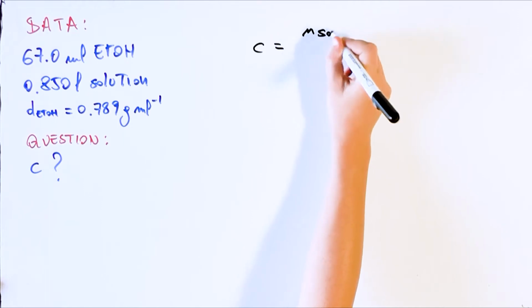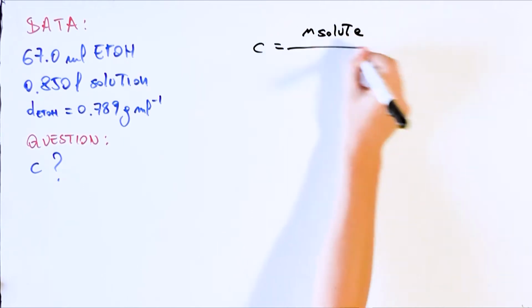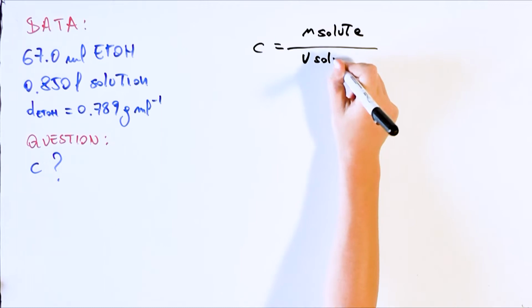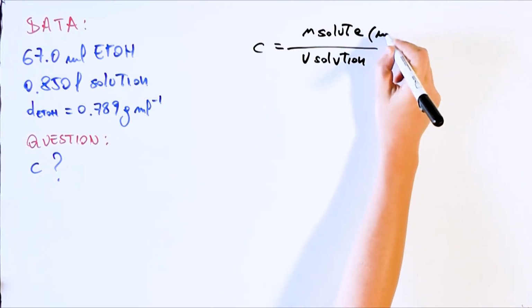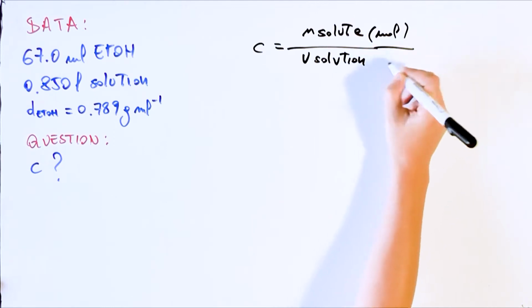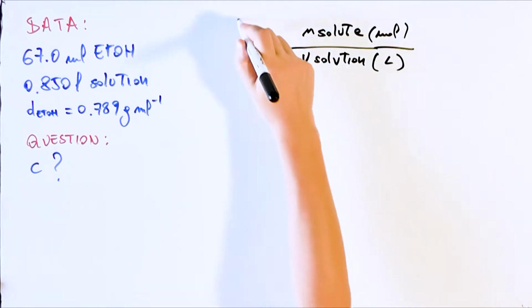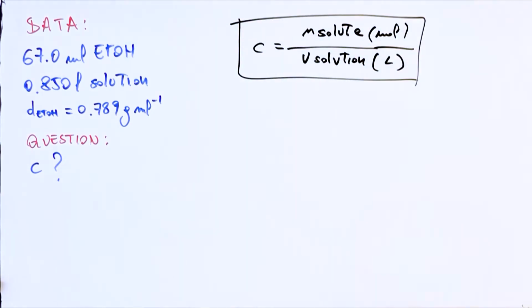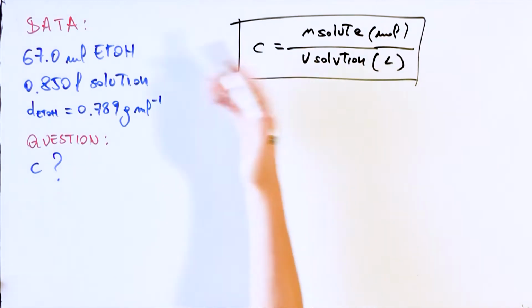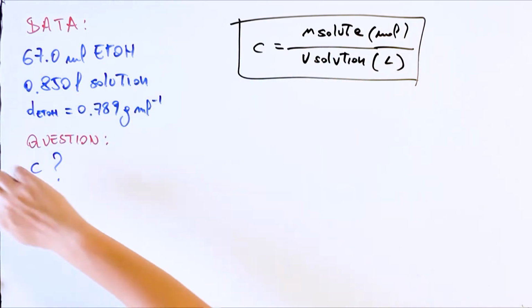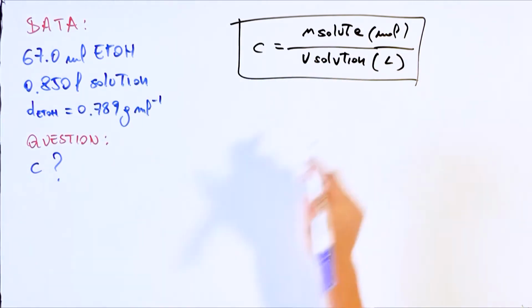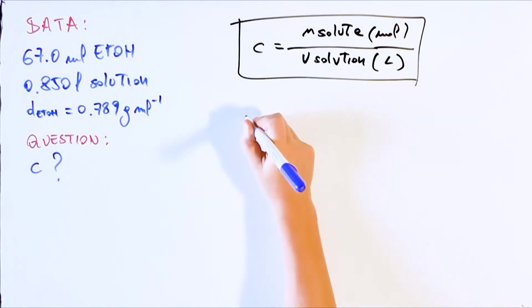So mole of solute divided by volume of solution, and please write also the unit of measurement so you can avoid making mistakes again. So now you have everything, okay? You just need to see which data you have and which data you need to calculate. So which data do we have? We have the volume of solution, okay?